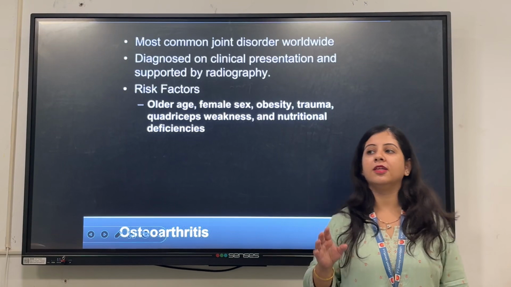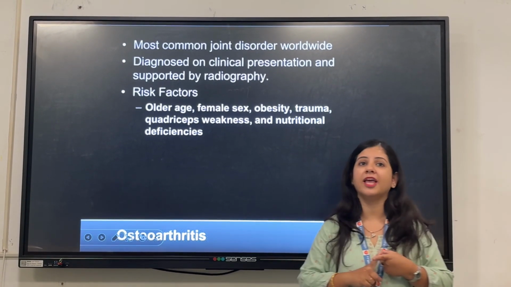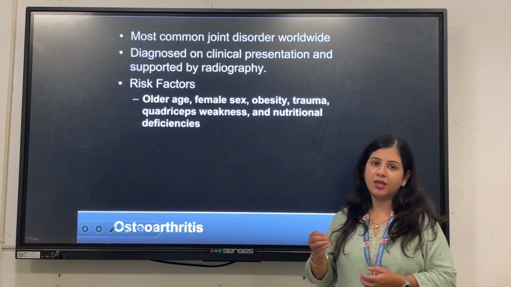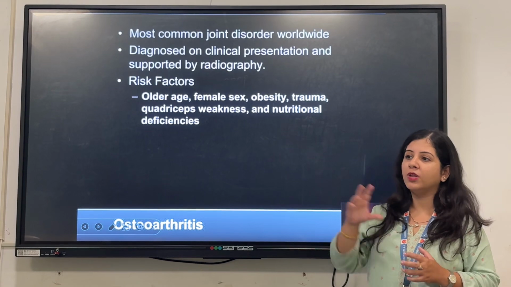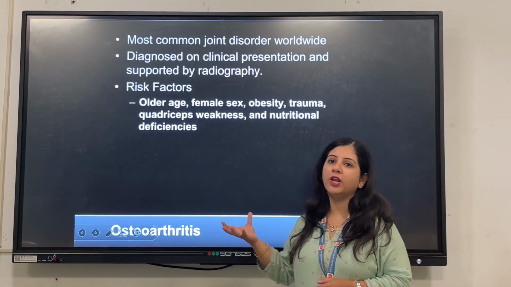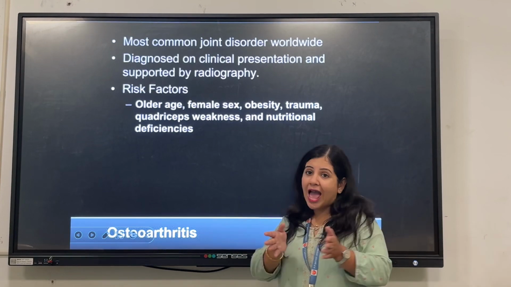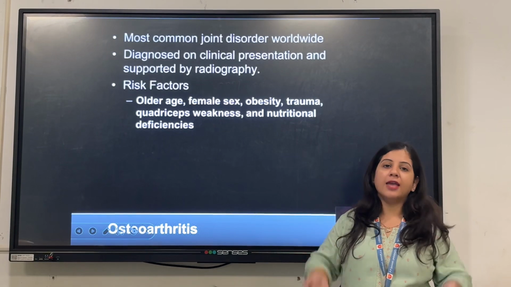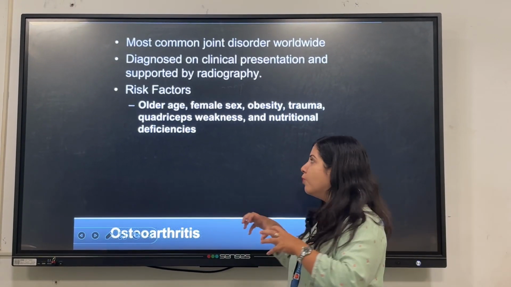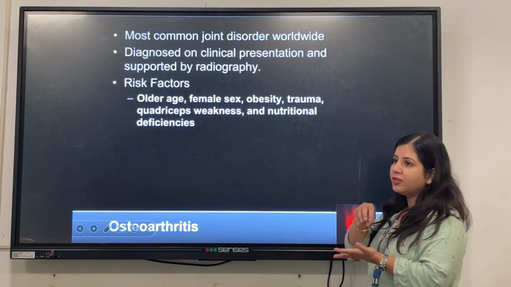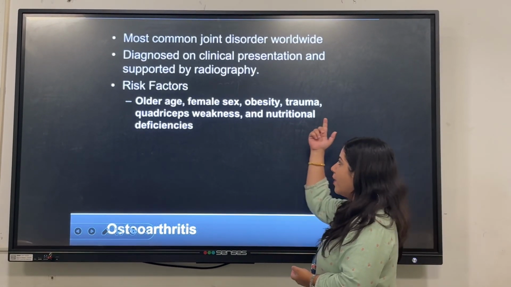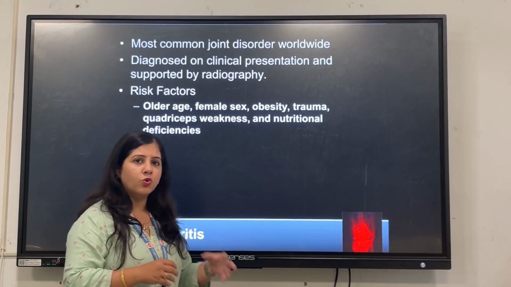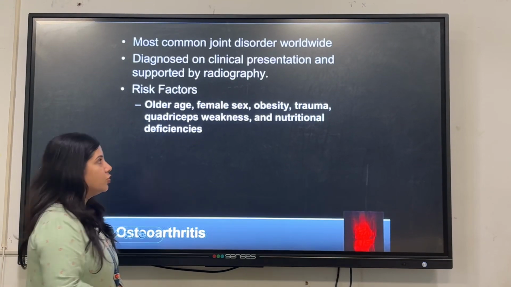Females are more affected because of many conditions. After menopause, estrogen decreases, and this drop in estrogen causes erosion of the bones. The bone quality decreases. Next is their angle. The pelvis is broader, so the angle at the knee joint will be somewhat more, and there is more compression. Next is trauma. Any kind of hurt to the knee joint or any erosion of the joint can cause osteoarthritis.